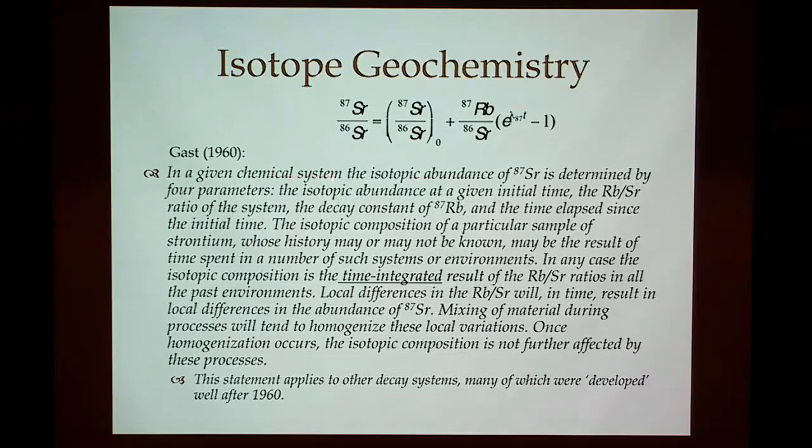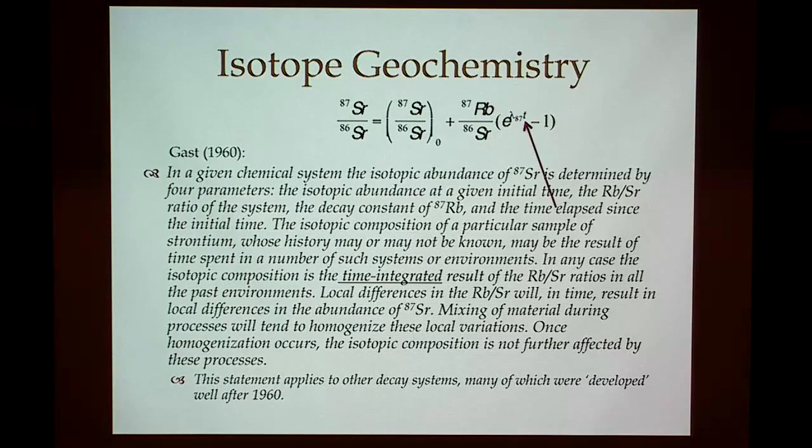He says, in a given chemical system, the isotopic abundance of strontium-87 is determined by four parameters. The isotopic abundance at a given initial time, which is this term; the rubidium-strontium ratio of the system, which is that term; the decay constant of rubidium-87, which we know fairly well from physics, although decay constants are occasionally revised. For example, the samarium-146, that short-lived extinct one, has been revised from 100 million years to 68, and there are minor revisions of others, but mostly we know these. And the time elapsed since the initial time.